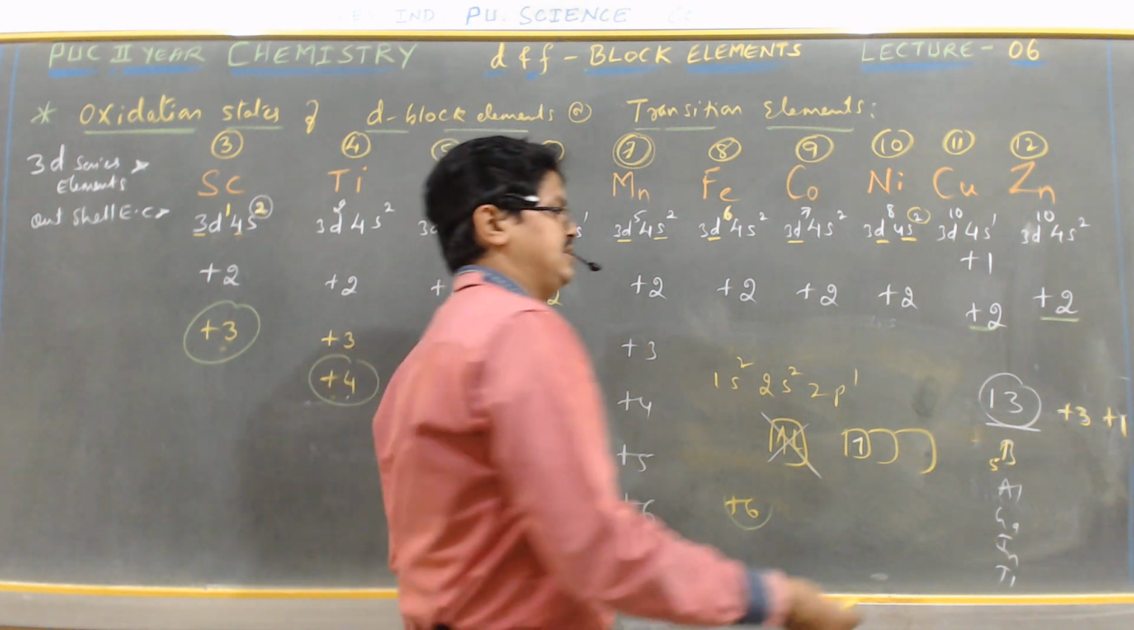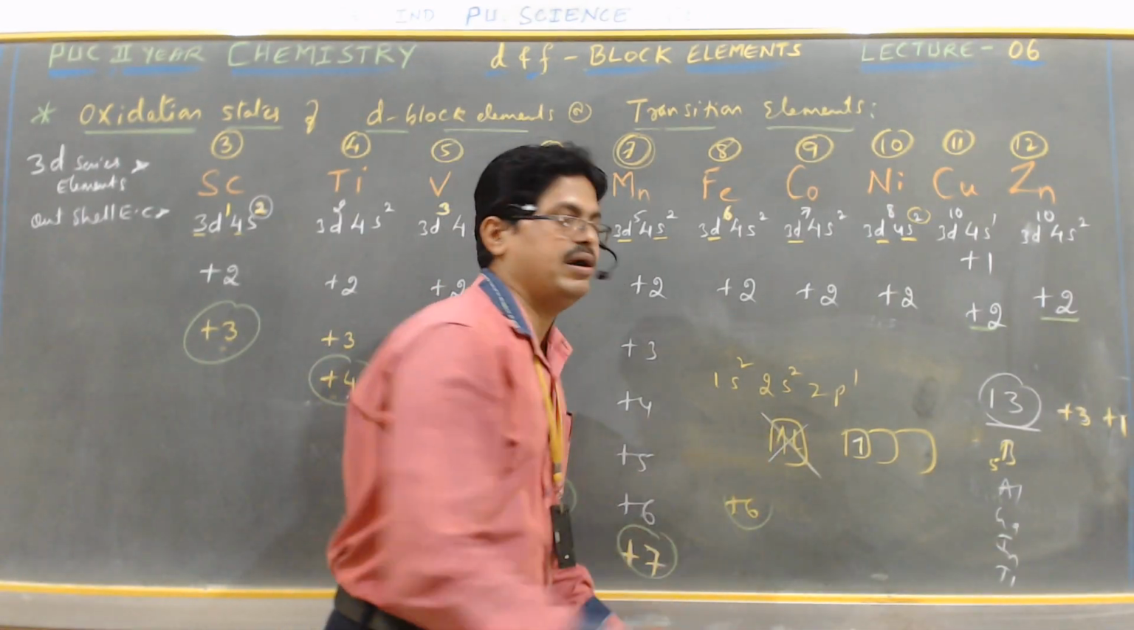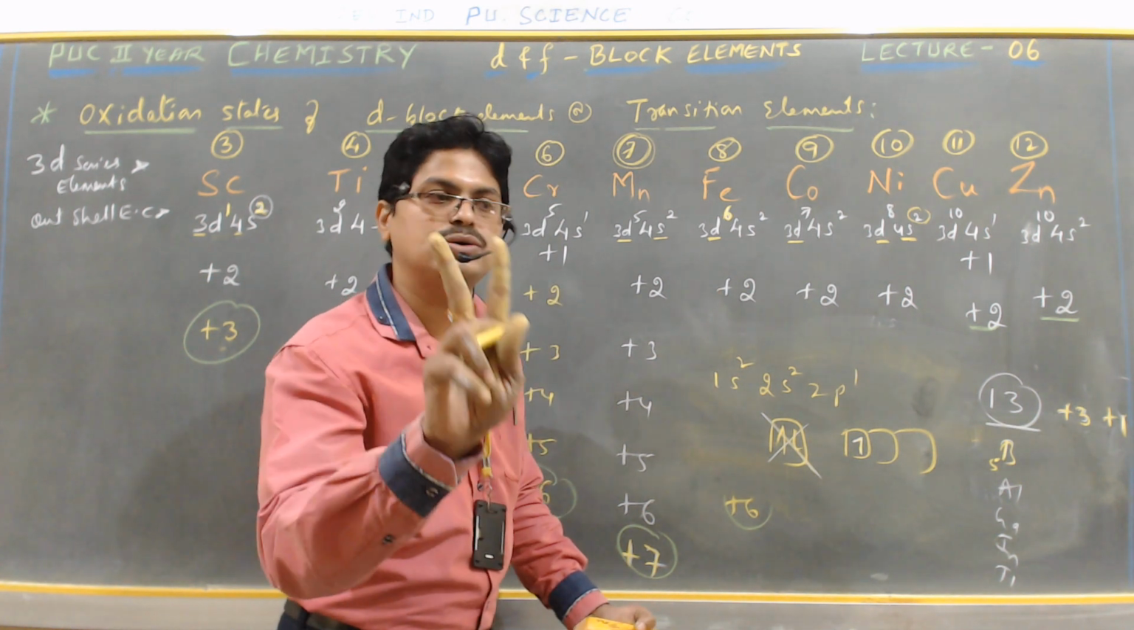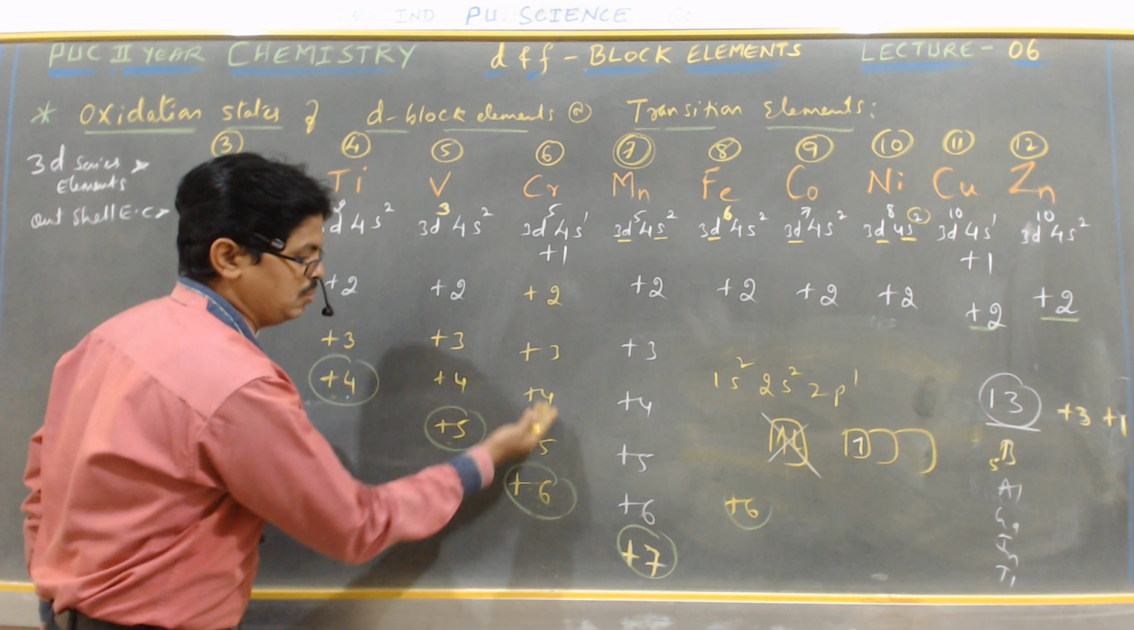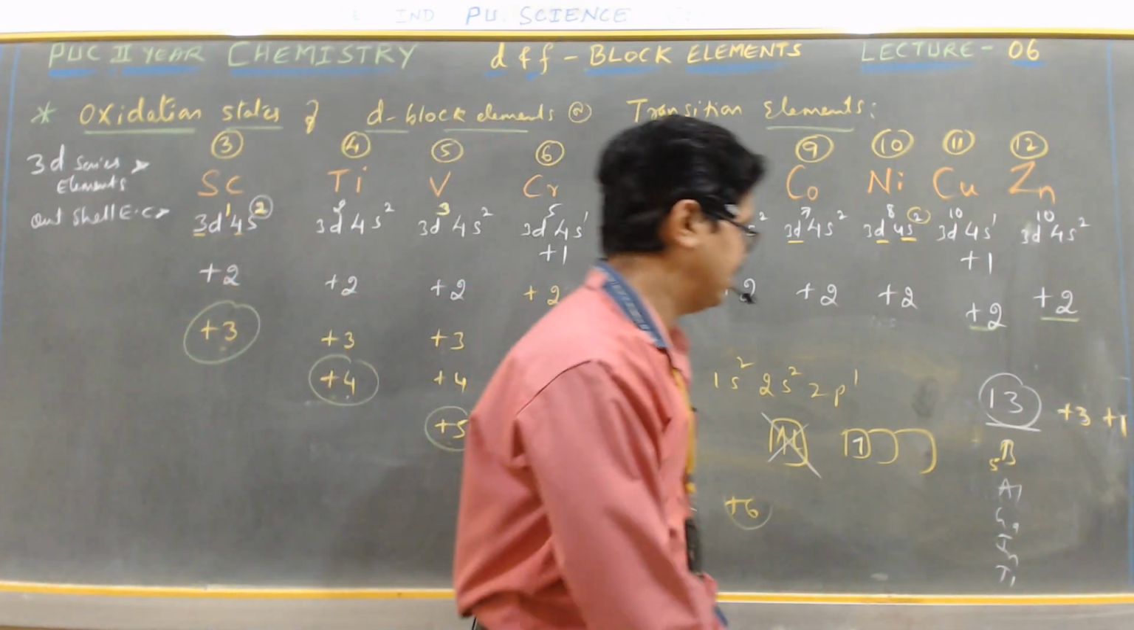So at that time you can see they differ by how many units? Plus 1 and plus 3 differ by 2 units. The difference is 2. But here the difference is only 1 unit. Okay, a point to be noted.